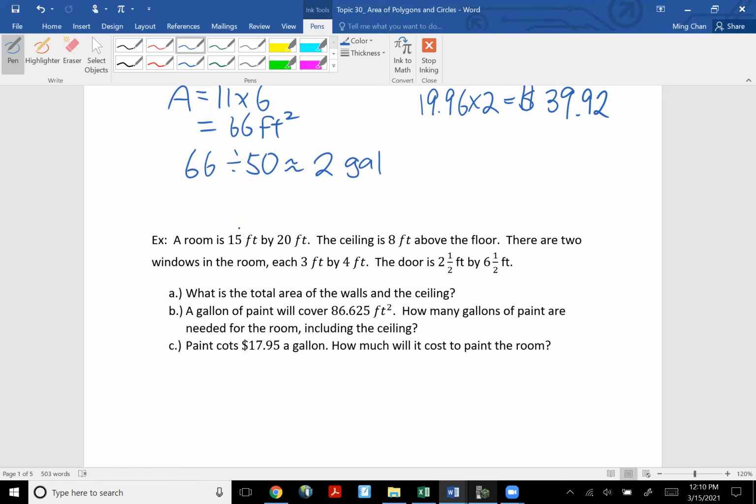So there are two windows in the room. Each one is 3 foot by 4 foot. The door is 2.5 by 6.5. So what is the total area of the walls and the ceiling?